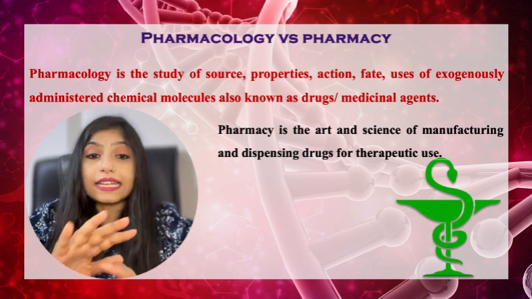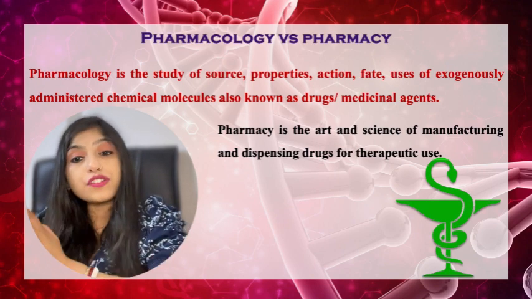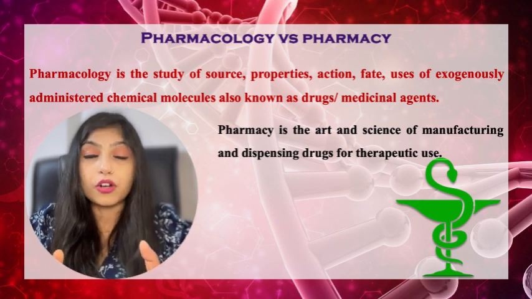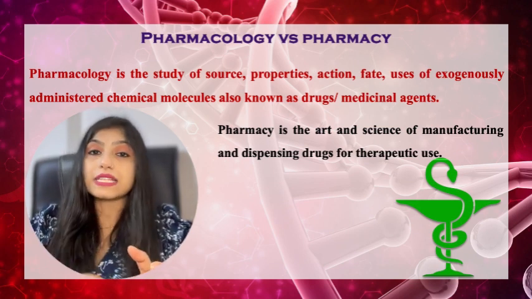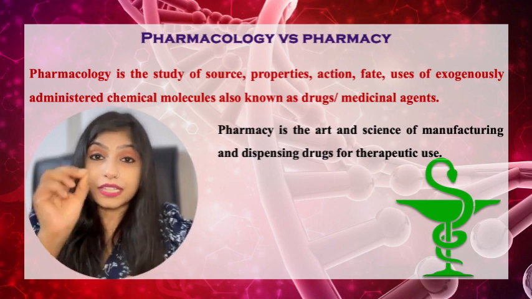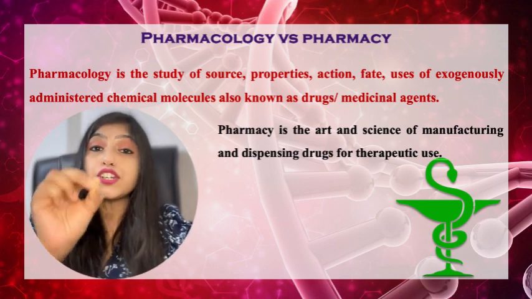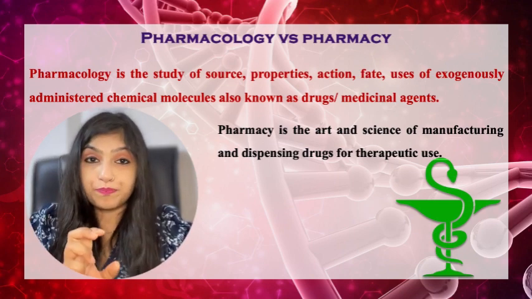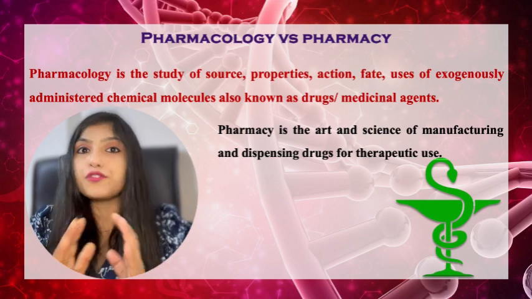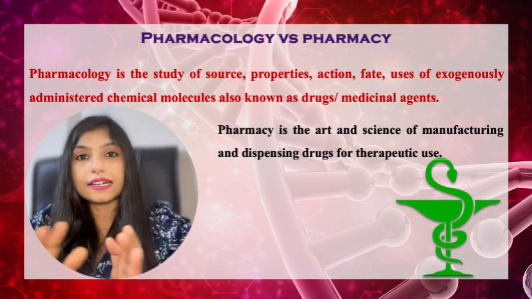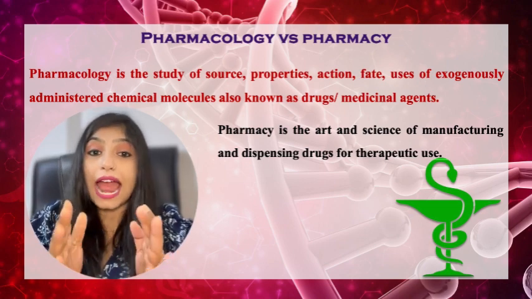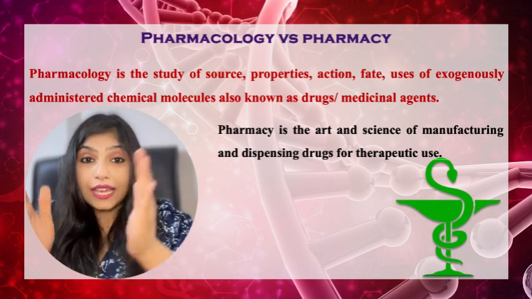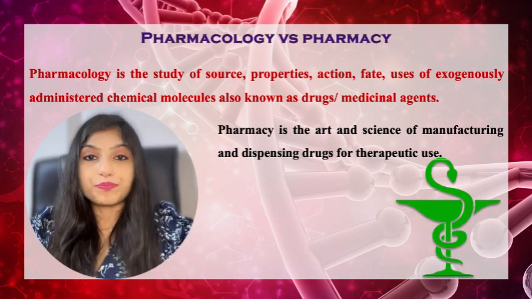So the study of source, property, action, fate, and uses of an exogenously administered chemical molecule, that is anything that has been given inside the body or introduced inside the body from outside, is an exogenous chemical moiety. Usually we do not consider food in it, but other than that, everything is an exogenous moiety. And to understand the source, properties, action, and fate is the study of pharmacology.